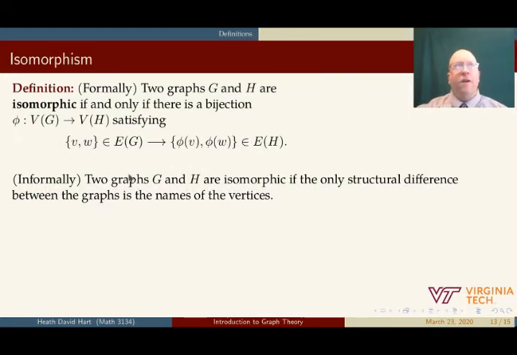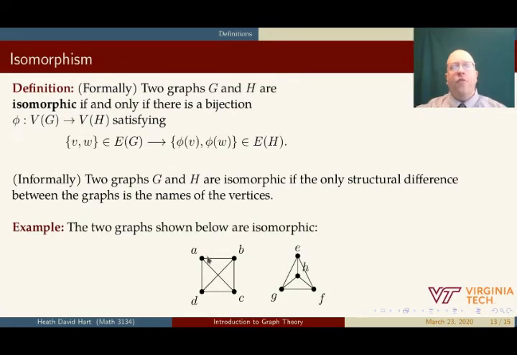Now, last definition. Two graphs are isomorphic if we can form a bijection from the set of vertices in the first graph to the set of vertices in the second graph that satisfies this condition. VW is an edge in this graph if the image of V and the image of W are connected, they form an edge in the second graph H. Informally, two graphs are isomorphic if there is no structural difference between the graphs. The only difference is how they're represented and how the vertices are named.